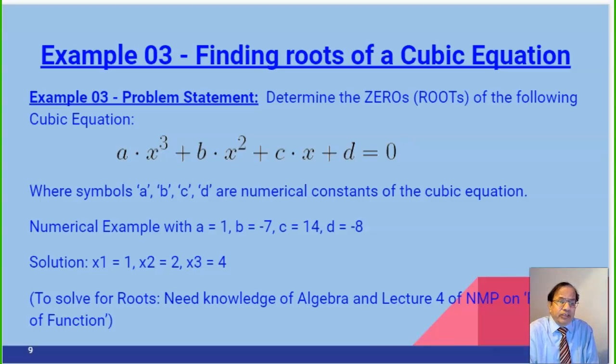The cubic equation written here is in a general form: ax cubed plus bx squared plus cx plus d equals 0, where a, b, c, d are numerical constants of the cubic equation. For a numerical example with a equals 1, b equals -7, c equals 14, d equals -8, the solutions, the roots, are x1 equals 1, x2 equals 2, x3 equals 4.